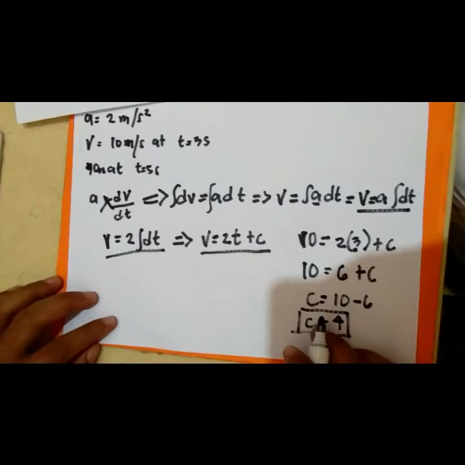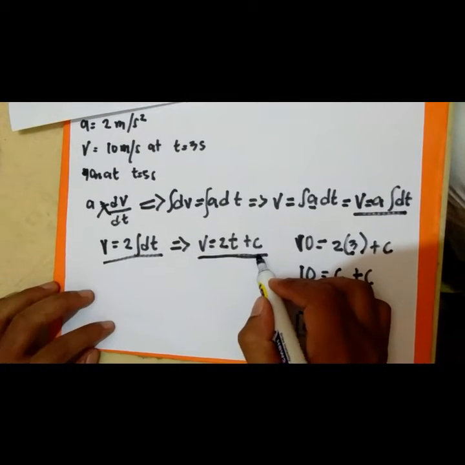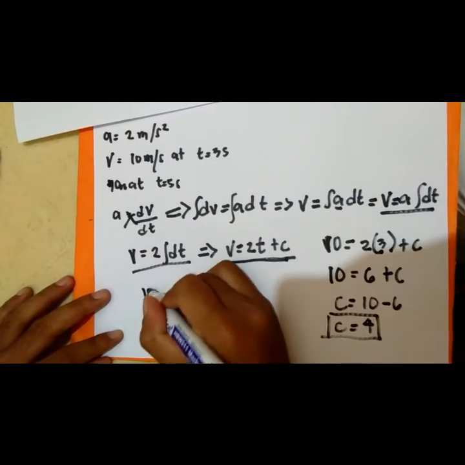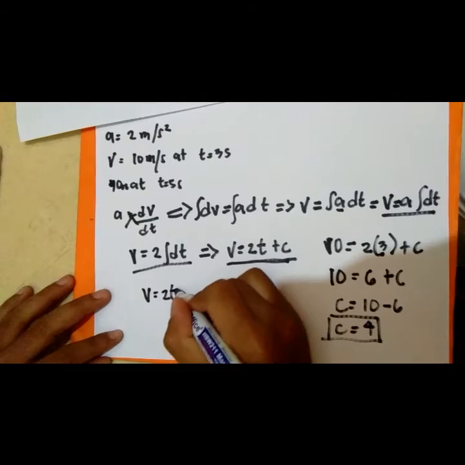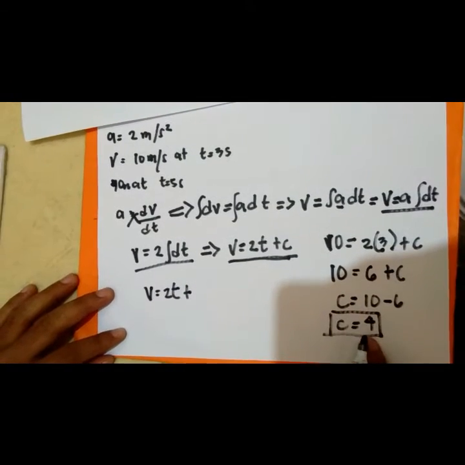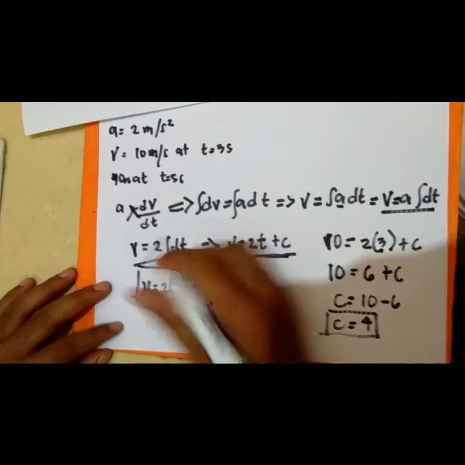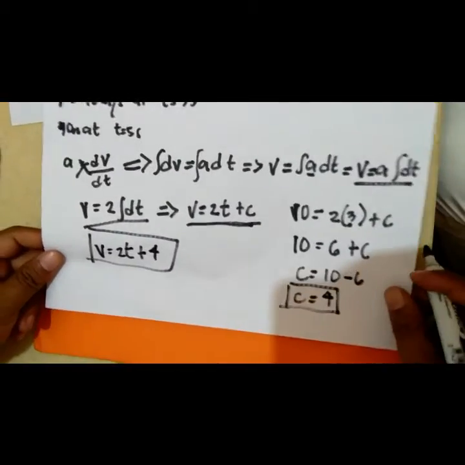So we can substitute the value of c into our original equation of the velocity. Now we have the final equation of velocity, which is v equals 2t plus the value of c, which is 4.